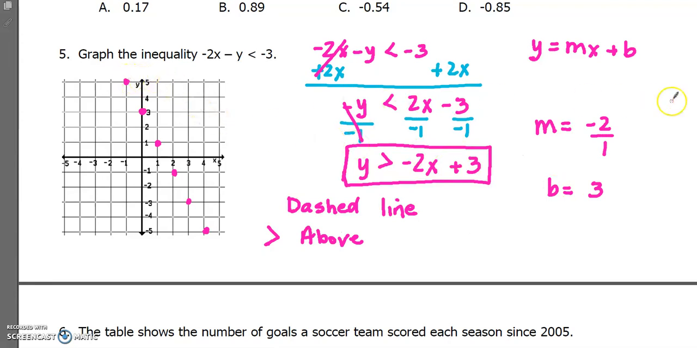So a dashed line, let me get another color. Here we go, a dashed line to connect my points. And then we are shading above. So that means all of this section right here, anywhere above my line. All of this gets shaded in. Okay.